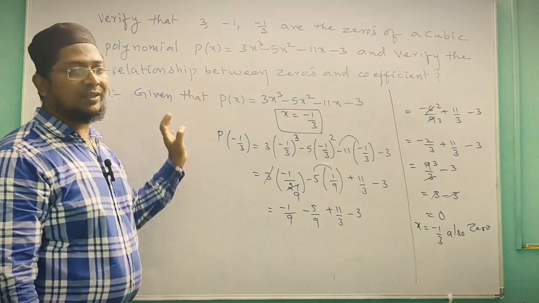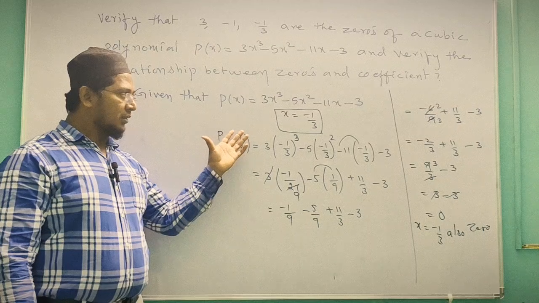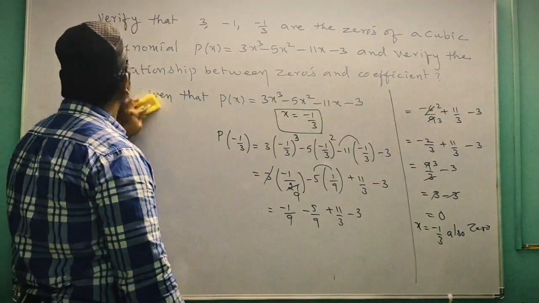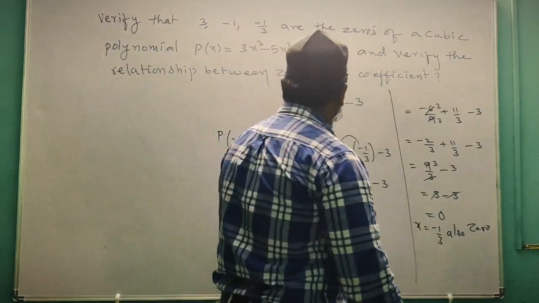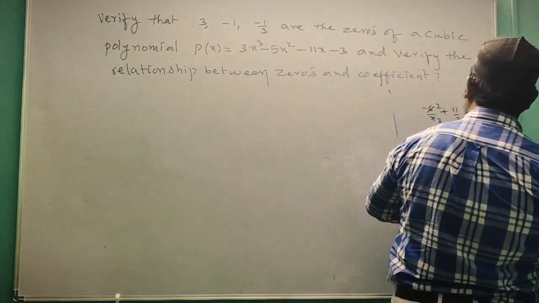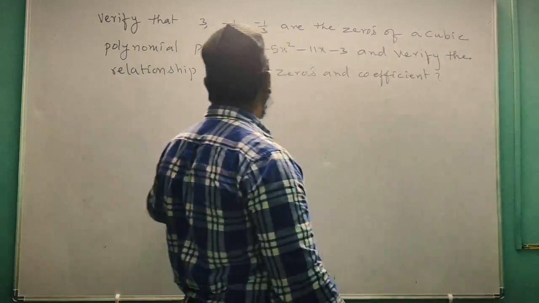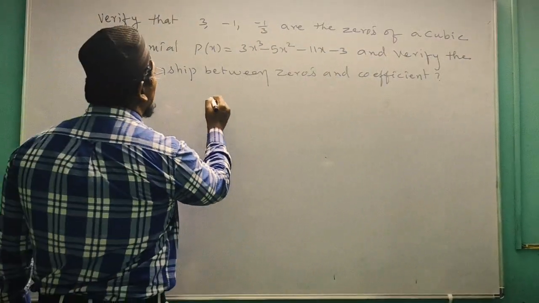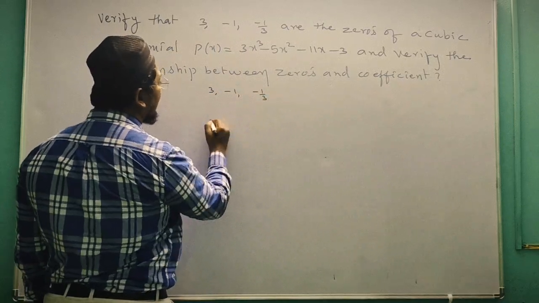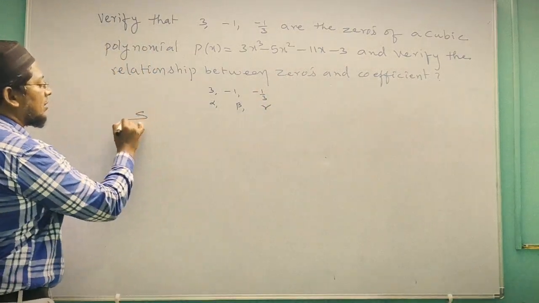After that, the second part of the question, we have to verify the relationship between the zeros and the coefficients of a cubic polynomial. Let us see. We use the formula which we have written in the beginning. What was the formula? Please recall. Yes, of course, sum of zeros. We have the three zeros. The first is 3, another is minus 1, and next one is minus 1 by 3. This is alpha, second one is beta, third one is gamma. So what is the sum of zeros?